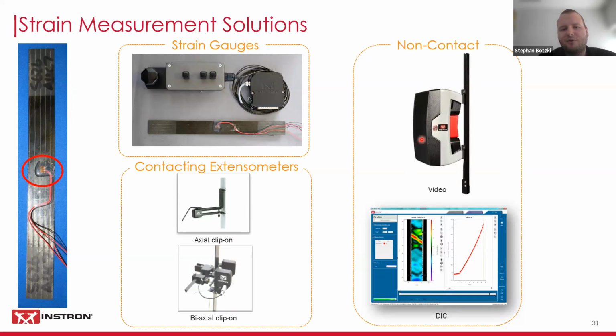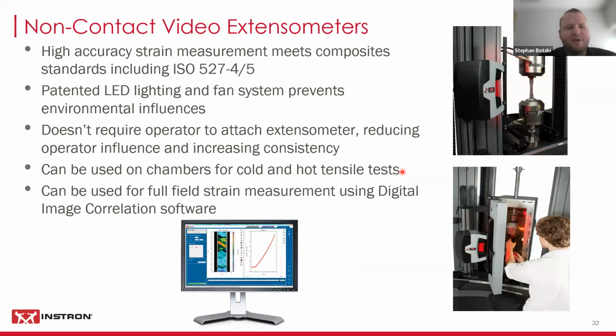And then on the other side, it's going to be much more reproducible. And on top of that, you can use something like digital image correlation, which is very popular in research and development. So with a non-contact video extensometer, we've got to make sure we have the accuracy to meet the ISO standard, for example. There is an LED light supporting a fan to prevent environmental influences. And again, it doesn't require your operator to attach the extensometer, which reduces the influence of different operators and increases your consistency. It can also be used with chambers. You can see one here mounted in front of a chamber door. So that's obviously very nice to do too.